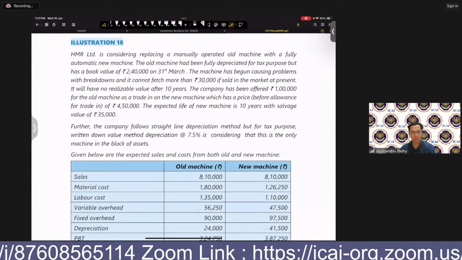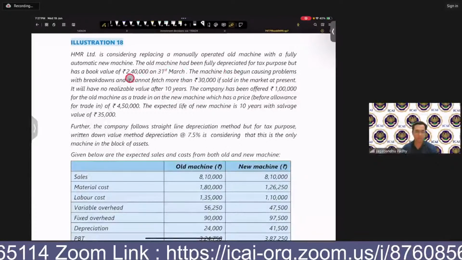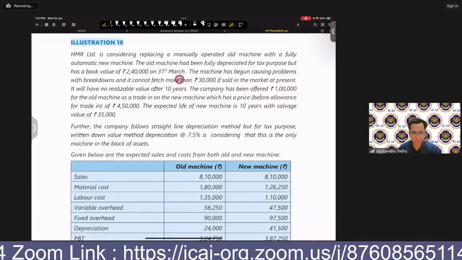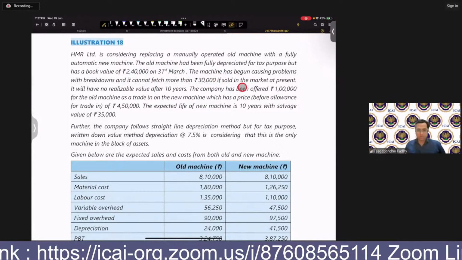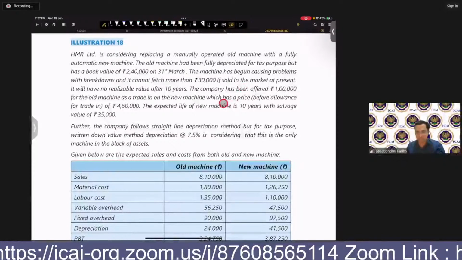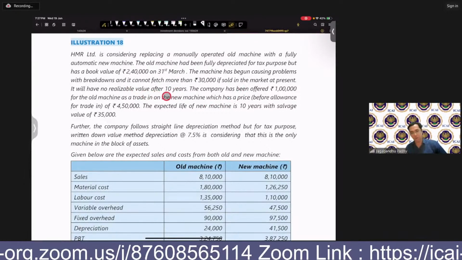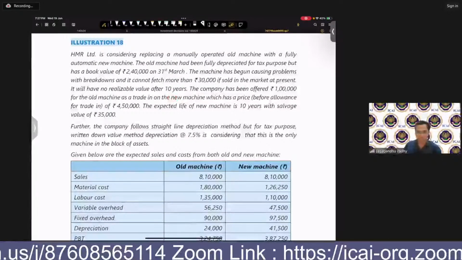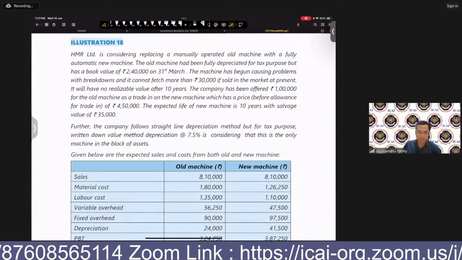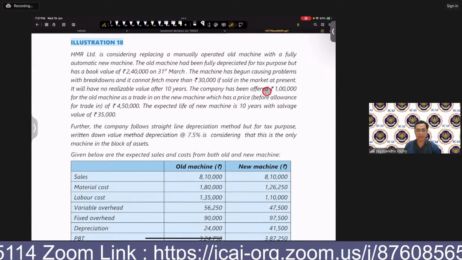After 10 years, it's going to have no realizable value. The machine has been causing problems with breakdowns, and it cannot fetch more than 30,000 if sold in the market at present. The company has been offered 1 lakh for the old machine as a trade-in on a new machine. So if I'm going to get a new machine in exchange for the old machine, then I will be able to get a discount of maybe 1 lakh on the new machine.